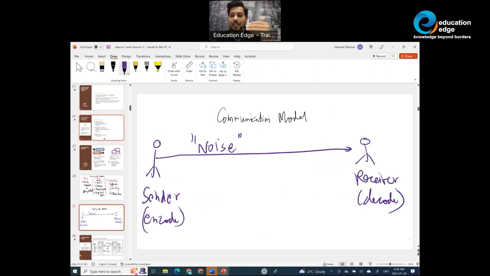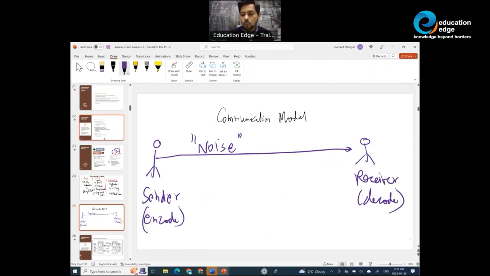Noise is any hindrance in the receiver's ability to comprehend or understand your message. It could be a grammar mistake. It could be technological interference. It could be a lack of awareness of culture. It could be any other aspect that would hinder the receiver's ability to understand your message clearly. Noise.